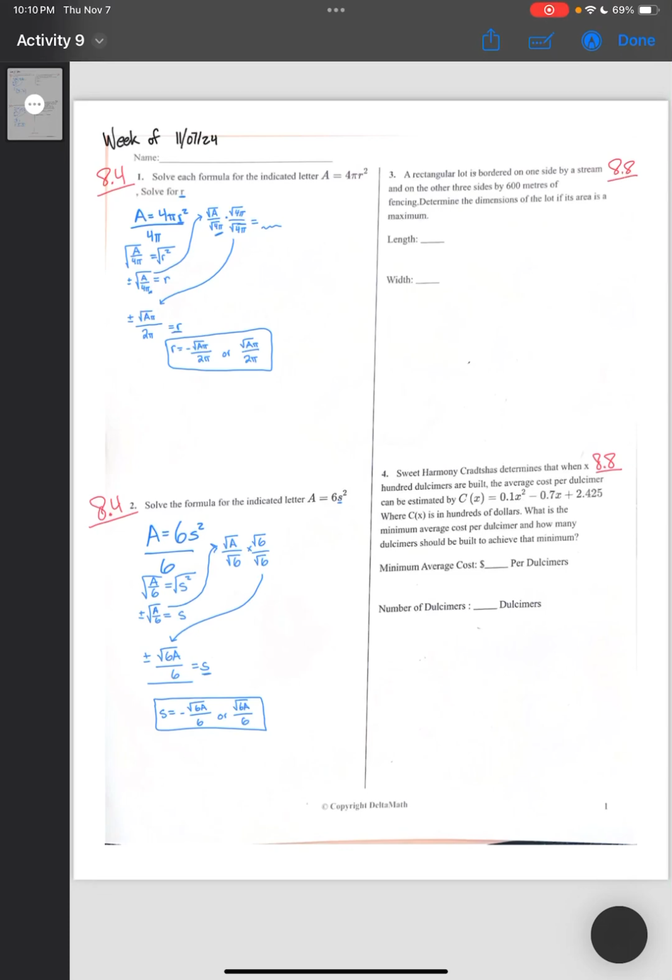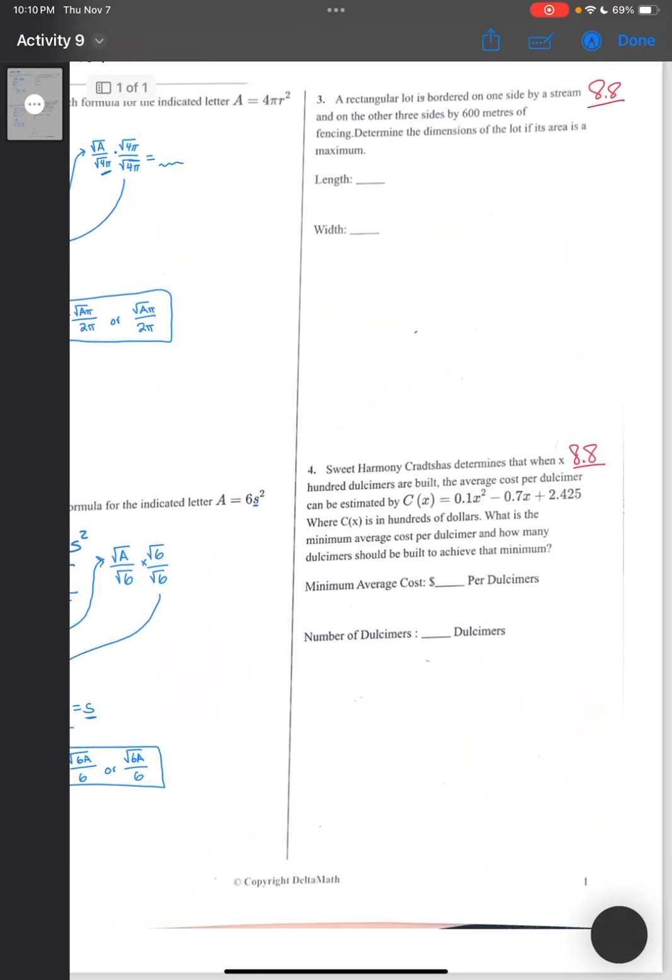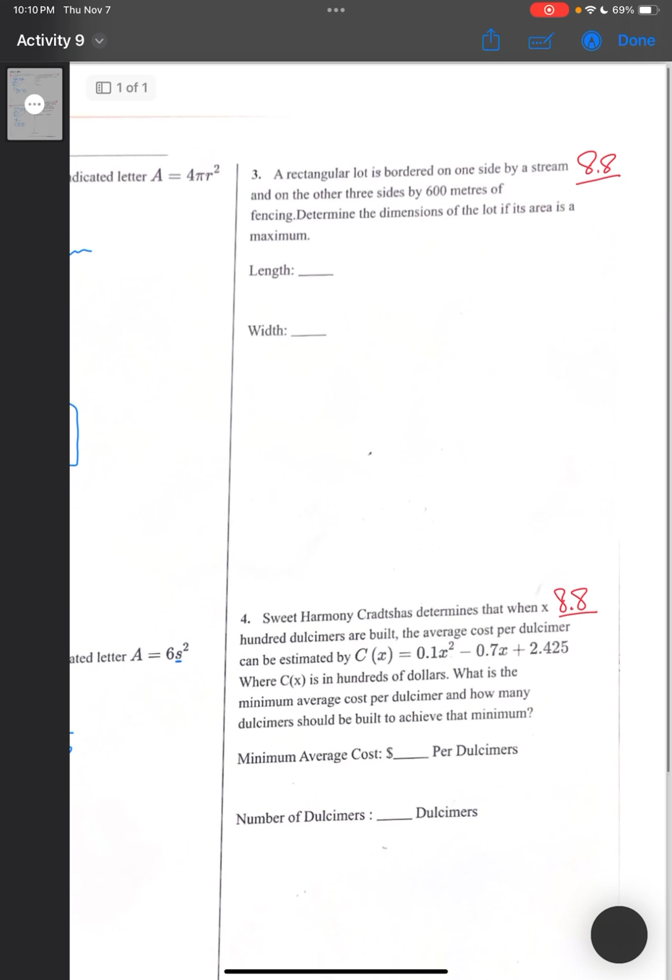All right, we are on to the second half of this activity. We have 3 and 4, which are both from our notes from 8.8. So our first, number 3 problem is: a rectangular lot is bordered on one side by a stream and on the other 3 sides by 600 meters of fencing. It says determine the dimensions of the lot if the area is a maximum. So this is part of those maximum minimum problems from our notes from 8.8.